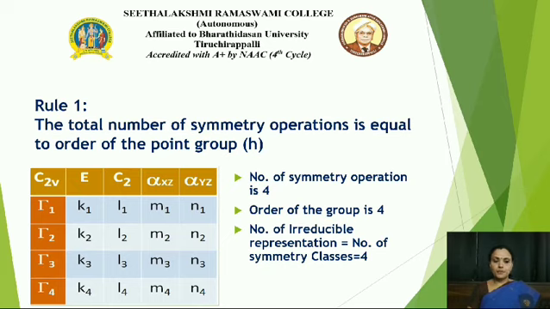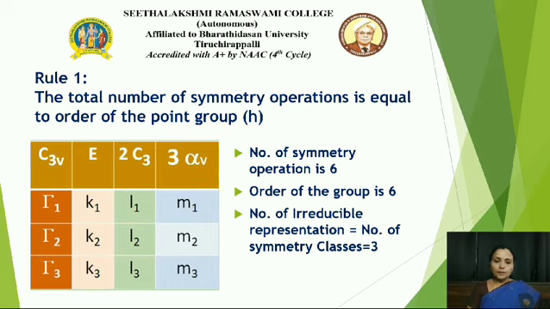This is the C2V point group character table. In this, E is the identity element, C2 and sigma XZ, sigma YZ are called the symmetry operations. So the number of symmetry operations is equal to 4, which is equal to the order of the group. And gamma 1, gamma 2, gamma 3 and gamma 4 are called the irreducible representations. The number of irreducible representations is equal to the number of symmetry classes, which is equal to 4.